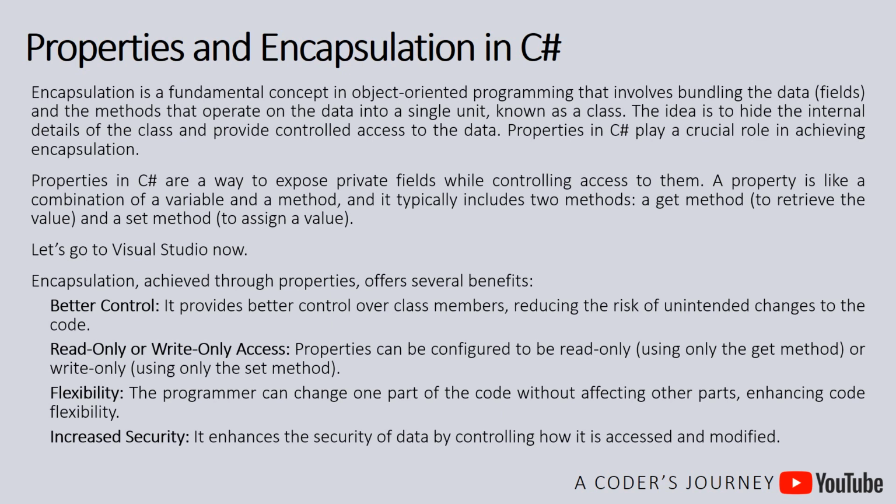The programmer can change one part of the code without affecting other parts, enhancing code flexibility. For example, you can change the name of your backing field without having to change the name of your property. So basically, you have decoupled that backing field, the name, and the name of the property. So you can make some internal refactorings without affecting the consumer of your class.